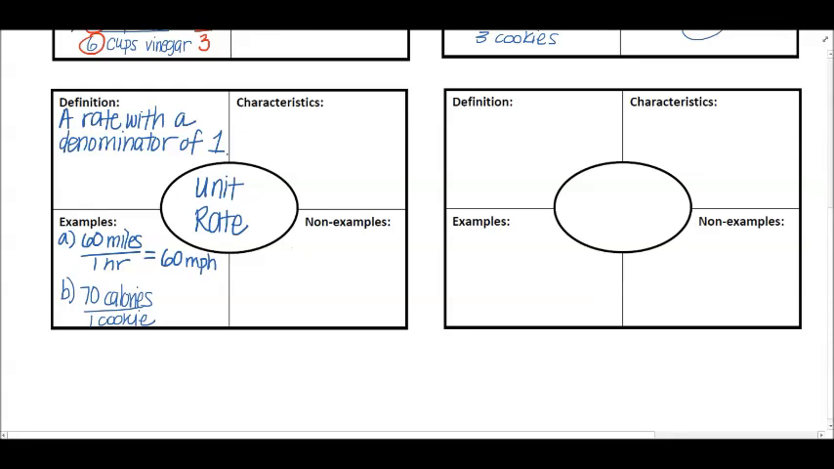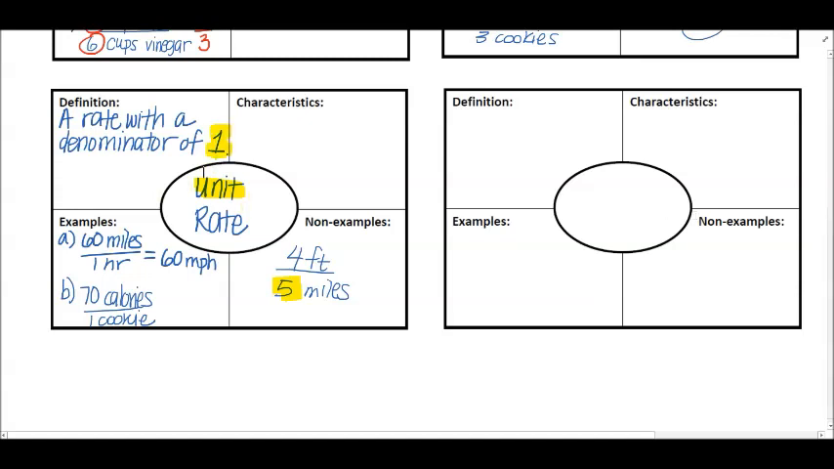Some non-examples, well, we could just use any example that we already did. We could have 4 feet into a ratio of 5 miles. Because the 5 is not a 1, this is not a unit rate. So basically think of the word unit to be talking about 1.